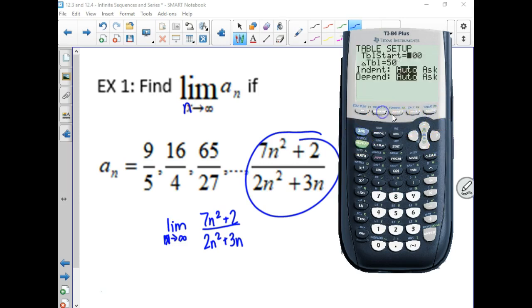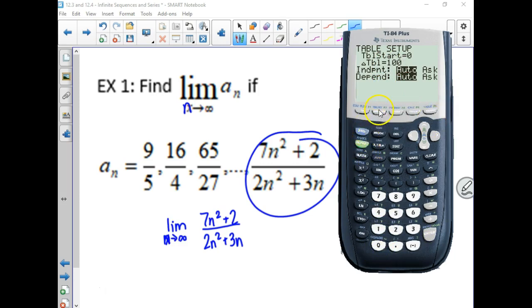let me change my table back to normal. Go to the table. I get an error at 0. But as I go, it looks like these numbers are getting bigger. It's really hard for me to tell where it may stop. What is a good idea for this is go back to your table set and maybe instead of counting by ones, count by maybe 100 or something like that.